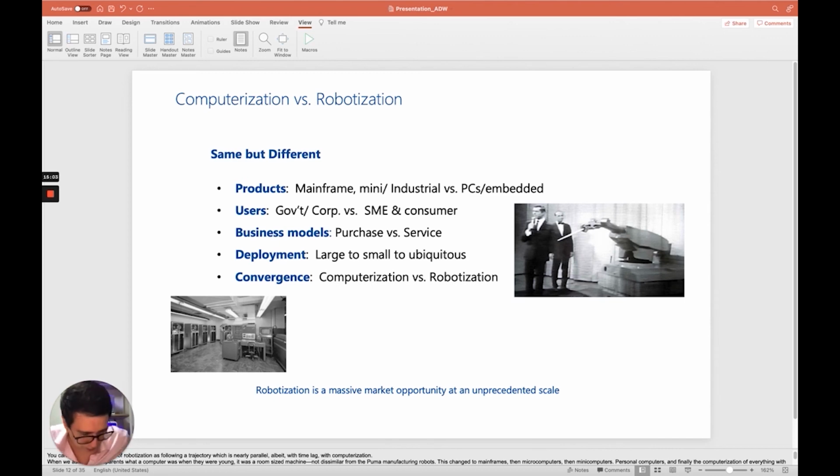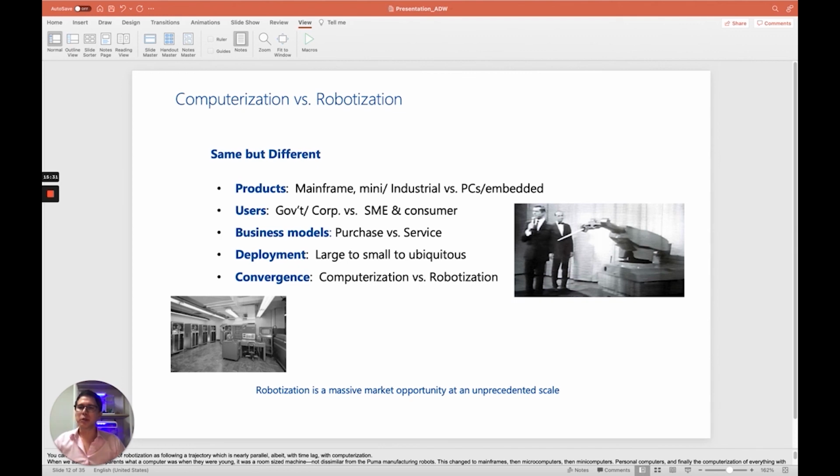What do I mean by that? When we look at computerization, if you asked your grandparents about a computer, well, it's this thing in this room, or maybe this thing that sits on a desk, rather than the embedded computers that exist in everything around us. They're ubiquitous.